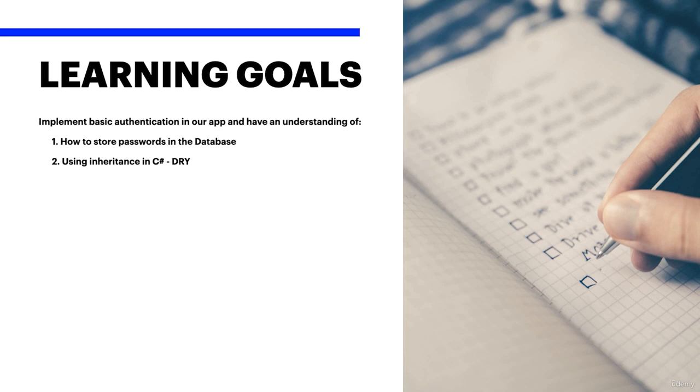The reason for using inheritance is normally to avoid repeating yourself. When you hear the word DRY, or the acronym DRY, this means do not repeat yourself, and there are certain techniques we can use in C# to help us avoid writing the same code over and over again.